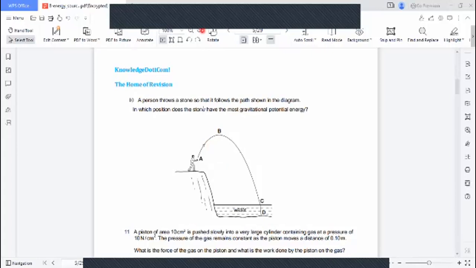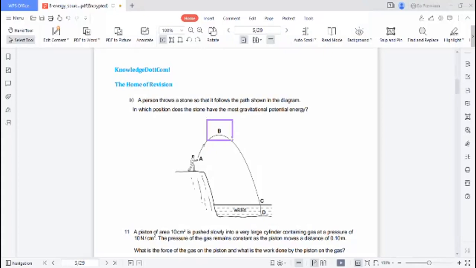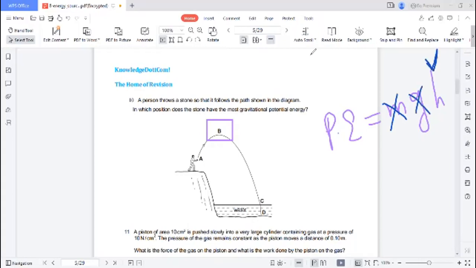So at this point, it will have maximum gravitational potential energy, because we know from the formula that for a particular height, the mass is a fixed quantity, g is a fixed quantity, and maximum height means maximum potential energy. Let's compare the different positions, A, B, C, and D. D is the lowest point, C is a little higher than A, and then B is the highest point, so at this point it will have maximum potential energy.